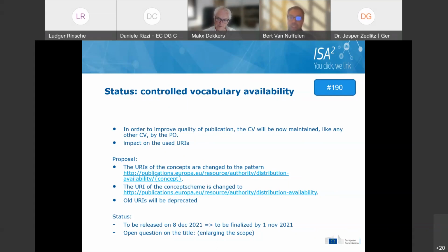Currently in the proposal was distribution availability, but we would like to change distribution availability to a new title. And the old URIs will be deprecated. We will do a CL, so I will forward them to this. So that's what will happen. A redirect. A redirect, yes.